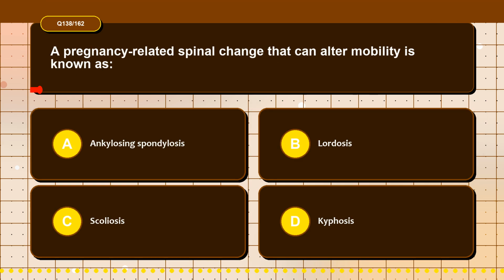Question 138. A pregnancy-related spinal change that can alter mobility is known as. Here are the options. Option A, ankylosing spondylosis. Option B, lordosis. Option C, scoliosis. Option D, kyphosis.